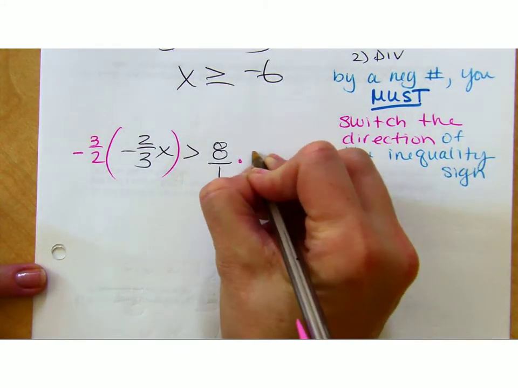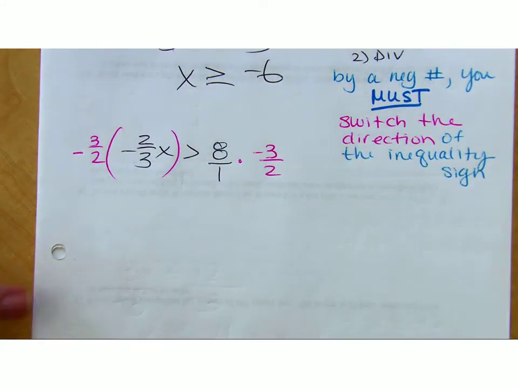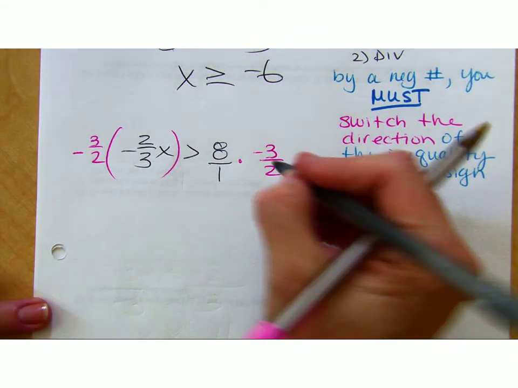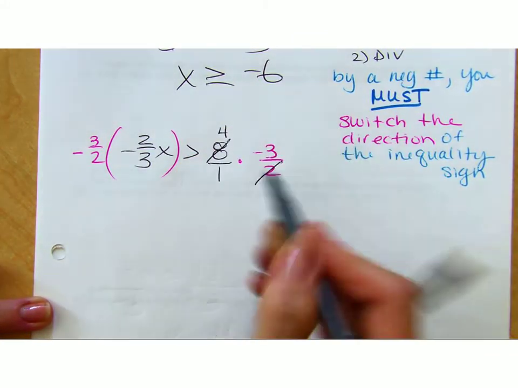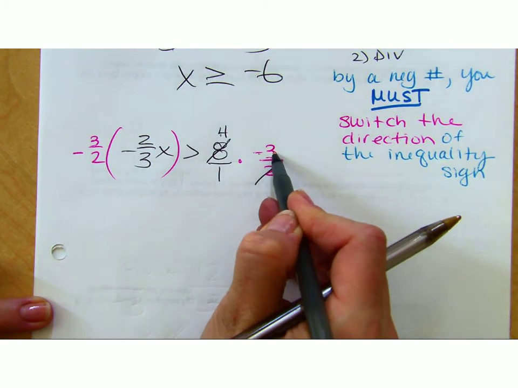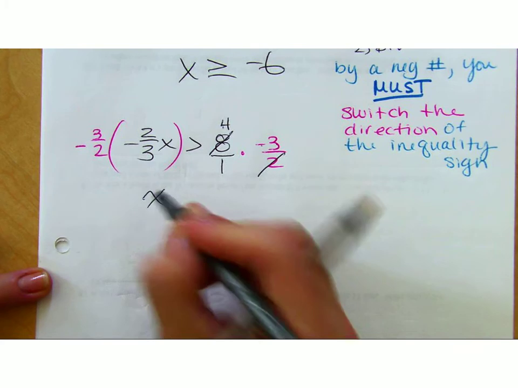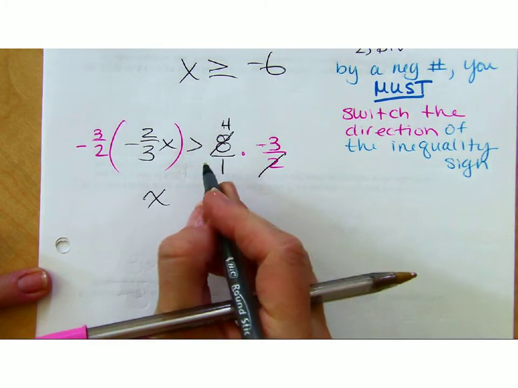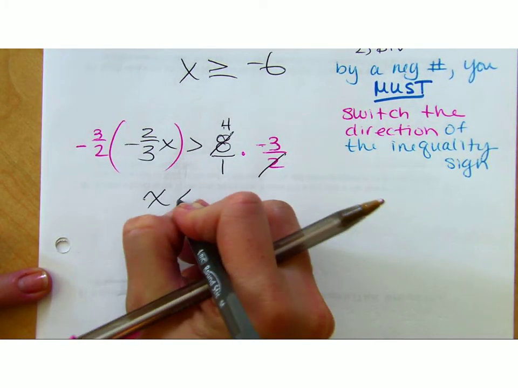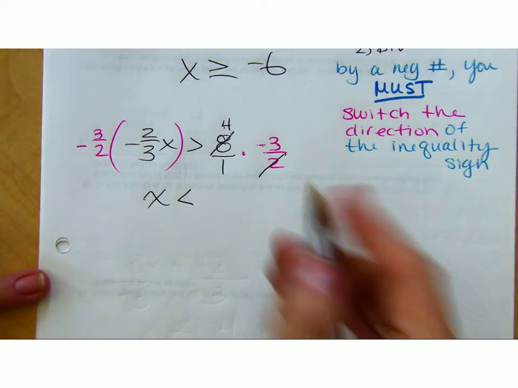So I'm going to put that over 1. And then I just kind of hope it cross cancels and gives me an easy answer. In this case, it does. This goes in here. But 4 times -3 is -12. But look what I have to do with my answer. It's no longer greater than because of what I just did. It's less than. And my answer is that.